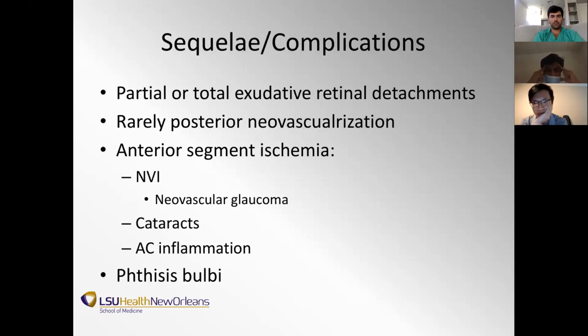So some of the sequelae or complications of Coats disease: accumulation of all that fluid can lead to a partial or a total exudative retinal detachment, which can cause decreased vision or loss of vision. Very rarely do these patients develop posterior neovascularization, even with the areas of poor blood flow, and even with the fact that some studies have shown that these patients have elevated levels of VEGF. They can show signs of anterior segment ischemia, like NVI, and develop neovascular glaucoma. They can develop cataracts, they can develop AC inflammation, and in very late stages of the disease, you can develop phthisis bulbi.